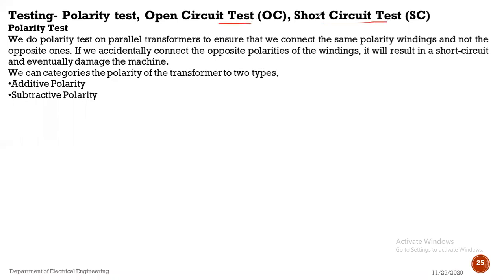So you people know about the OC test and SC test. Now we will discuss the first one, the polarity test. After that we will discuss once again the open circuit test and the short circuit test. Okay.